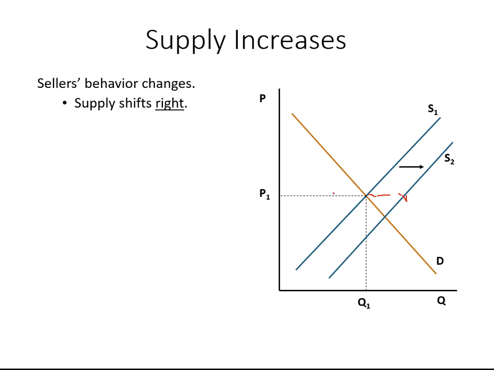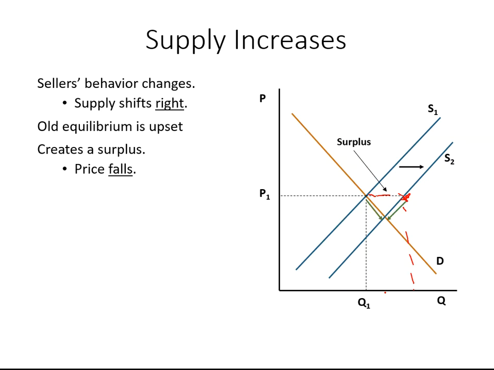So if they are still charging P1, the quantity demanded will be Q1, because that's the intersection between the price and the demand curve. However, the intersection between the price and the supply S2 will be here, and corresponding to this point we can find the value on the horizontal axis for quantity supplied. Obviously it's on the right-hand side of Q1, which means we have more supply than demand. In other words, we have a surplus.